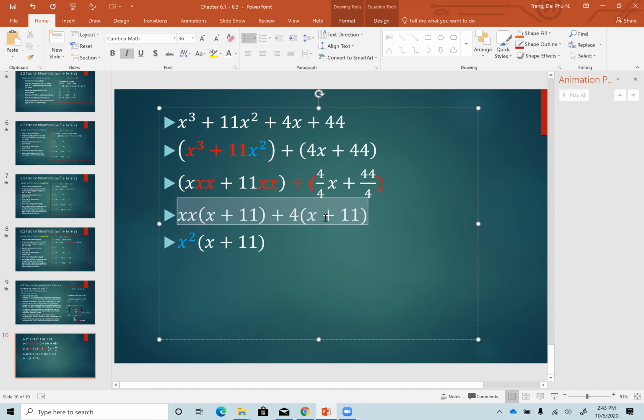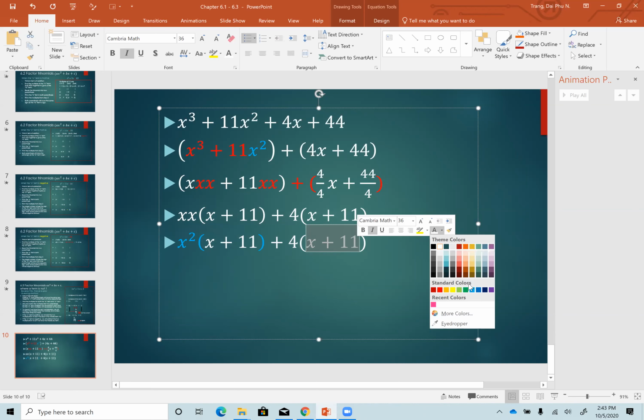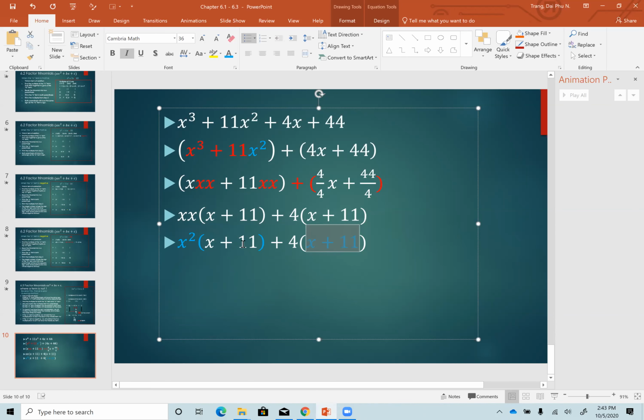And now, ladies and gentlemen, at this step right here, this is what you end up with. I want to point out that your parentheses need to be exactly the same. If your parentheses are not the same, you did something wrong, or I gave you the wrong problem. But mostly you did something wrong, okay?